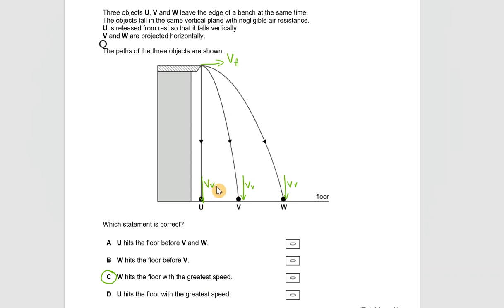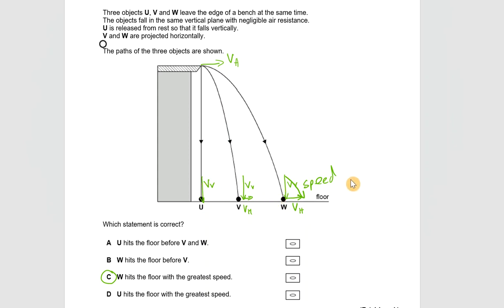U was just dropped, so it has no horizontal velocity, but V has a horizontal component of velocity, and so does W, but W has a larger component of horizontal velocity. So that means W is going to have a greater resultant speed than either of the other two.